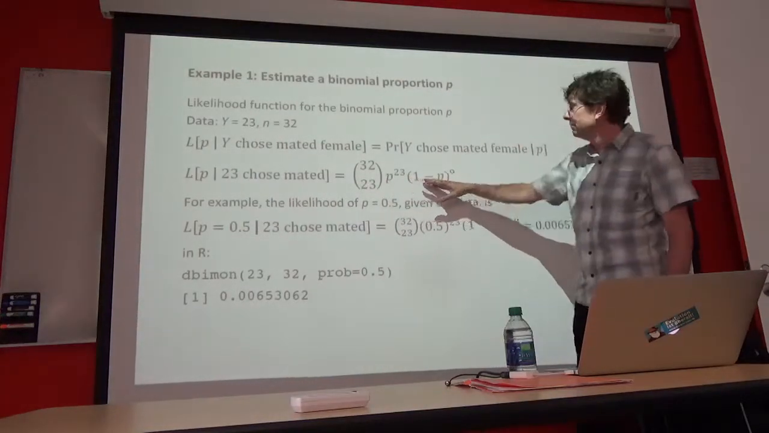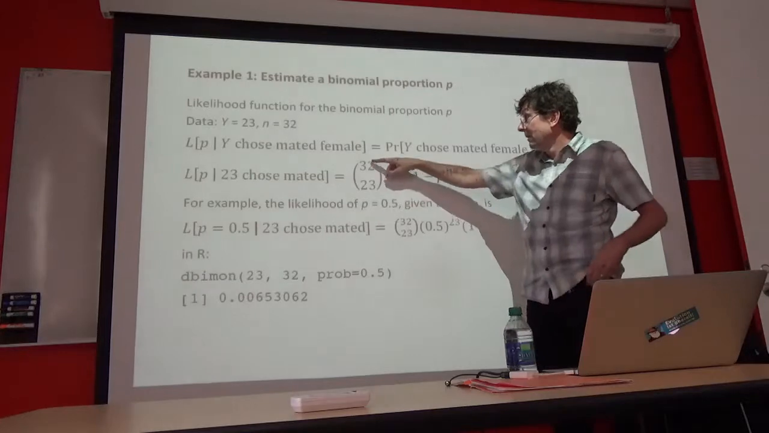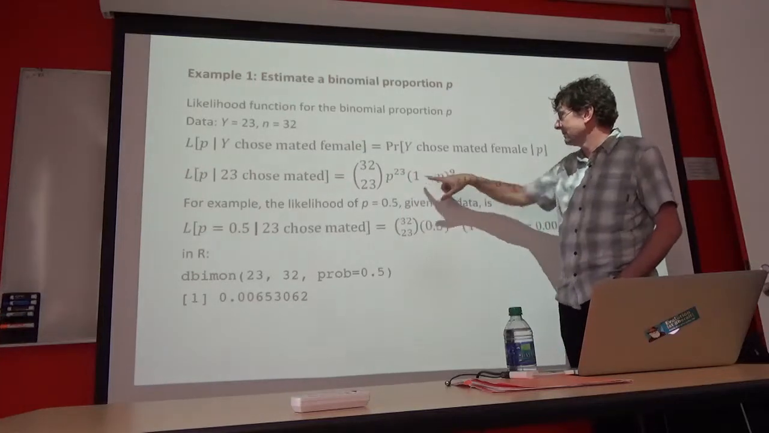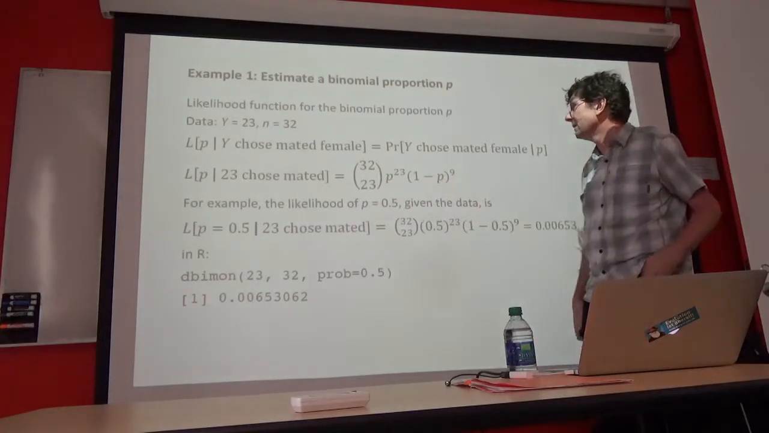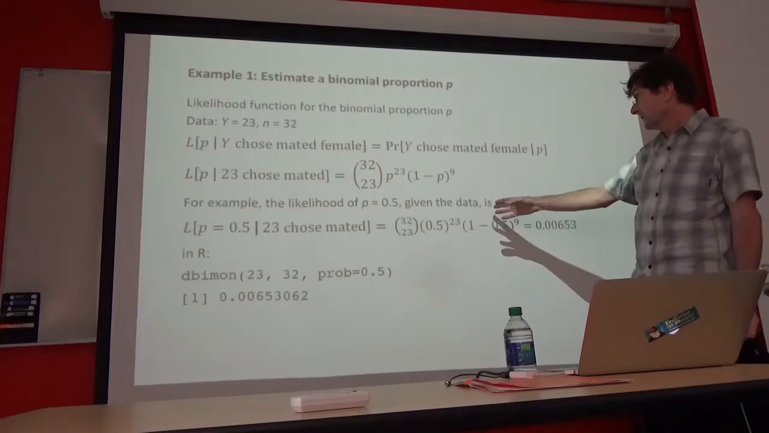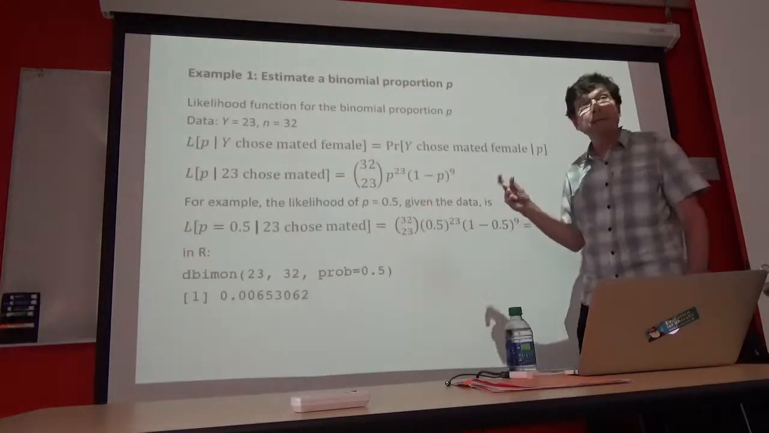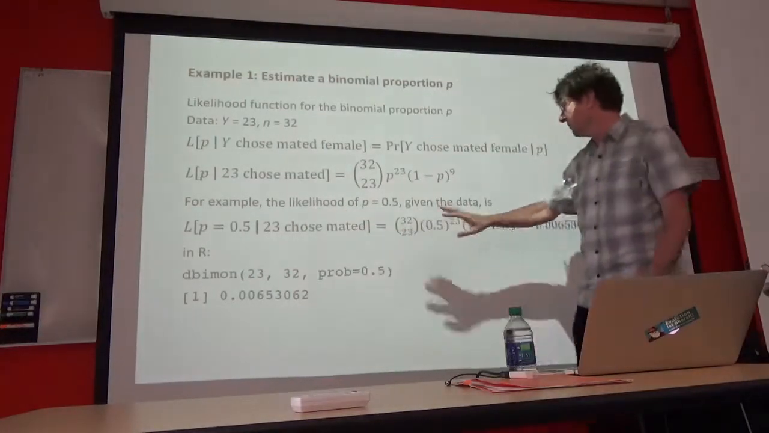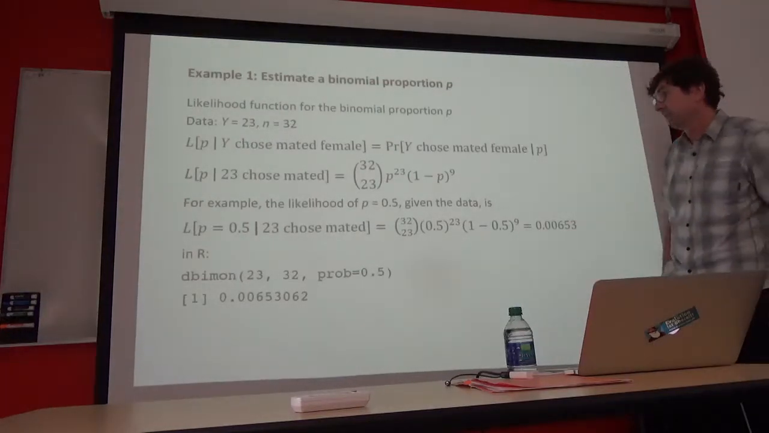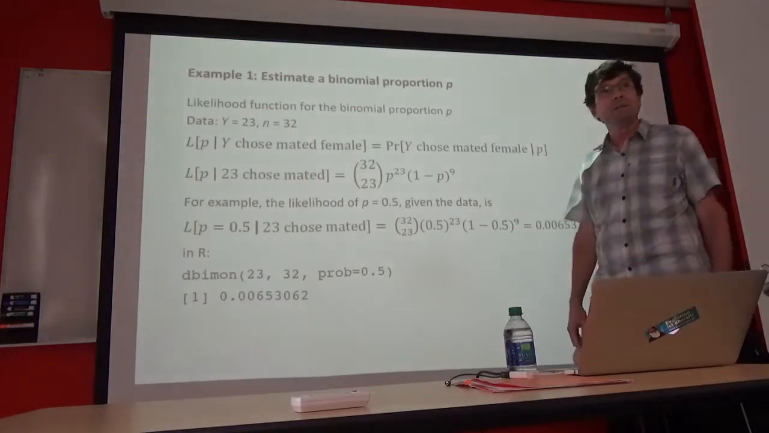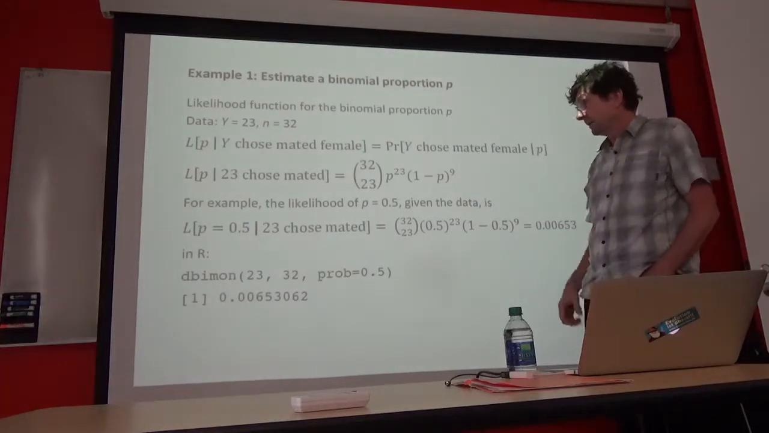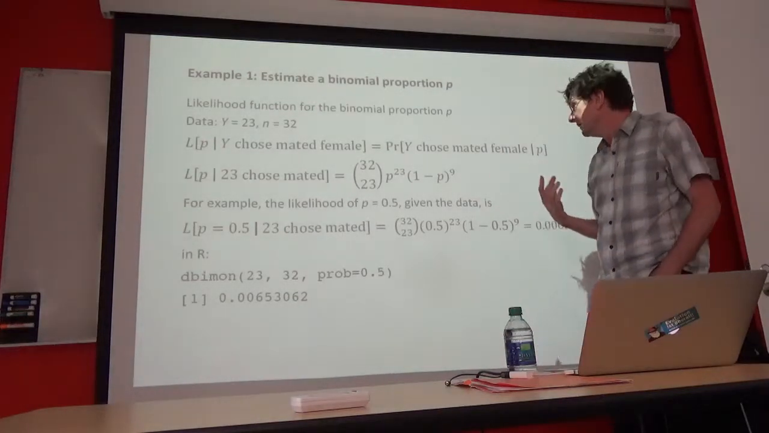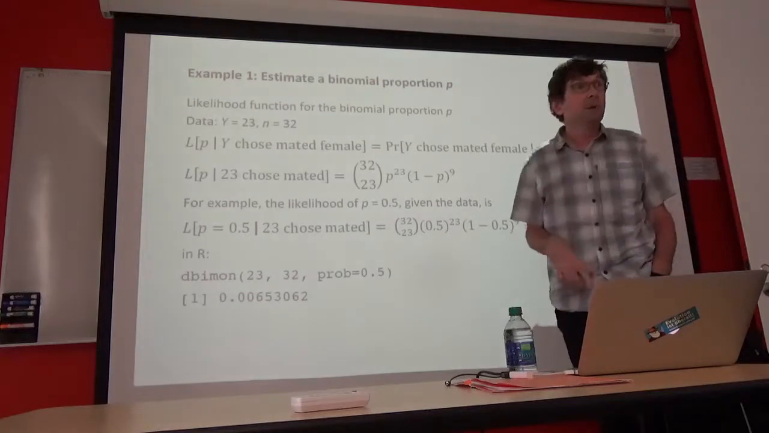And that's just the binomial probability, same formula I showed you before, with 32 choose 23, oops, that's upside down, 32 choose 23 is what it should be. And then p to the number of successes, 1 minus p to the number of failures. So, for example, the likelihood that p is 0.5, that it's just a coin toss, is calculated using the formula as shown, and it's 0.00653. And in R, that's all you would have to do to get it to calculate for you, using the density of the binomial function. So that's the probability of the data given that p is 0.5.